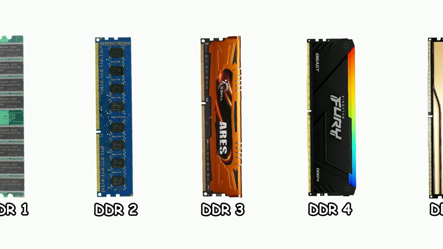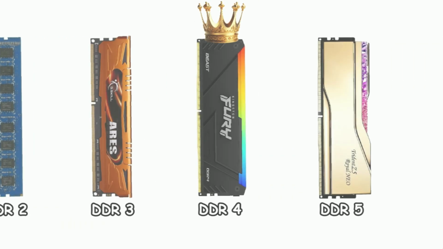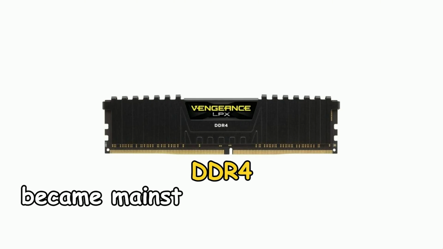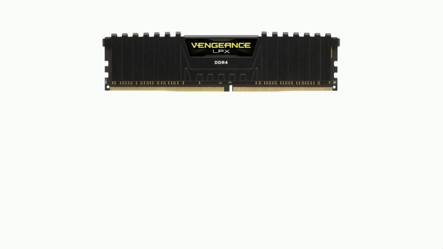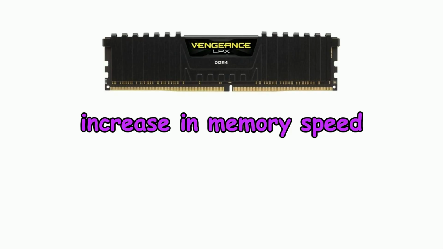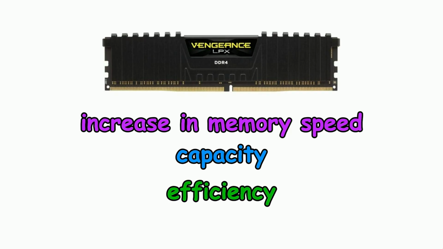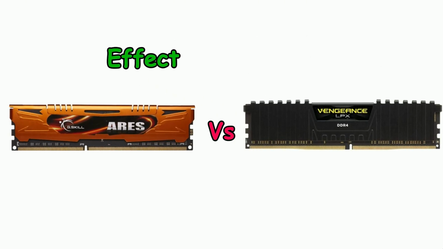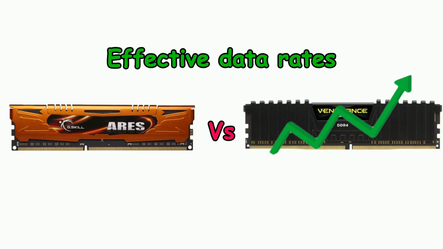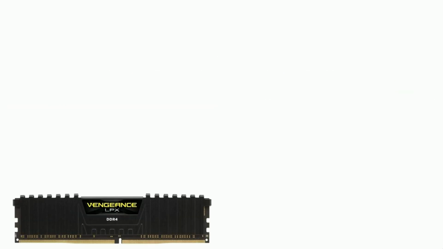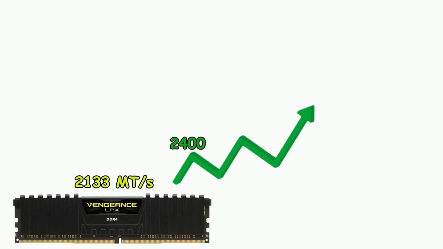The next major step was DDR4. DDR4 became mainstream in the mid-2010s and brought another major increase in memory speed, capacity, and efficiency. Compared with DDR3, DDR4 supported much higher effective data rates. Early standard DDR4 memory started around 2,133 megatransfers per second, while later modules became available at 2,400, 2,666, 3,200, and much higher speeds.